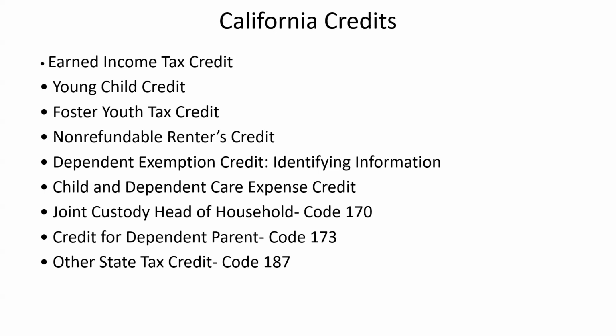And then another big credit you'll see: a lot of people are typically going to work, and they're dropping their kids off at some type of daycare. And they're going to get both the federal child and dependent care expense credit and a lot of times the California child and dependent care expense credit. These other credits toward the bottom on your VITA returns, you're typically not going to see. That's the head of household for joint custody credit, dependent parent, and other state tax credit. You're just not going to see it on your California VITA returns.